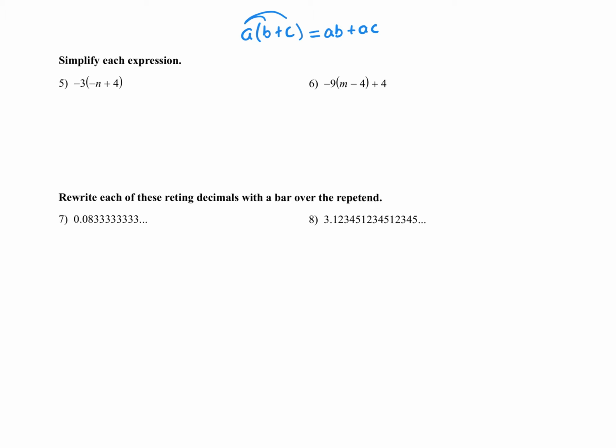We're going to say this negative 3 times negative n, so negative times a negative equals a positive. 3 times n is going to give me 3n. That's my hippity, and then my hoppity. Negative 3 times positive 4 is going to make a negative, different signs. 3 times 4 is 12. And that's going to be my answer.